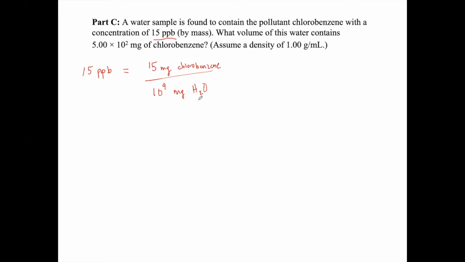Now that we know that, we see that this is really a conversion factor, right? We're going to approach this problem just like the last two. We're starting with a mass and we're being asked to find volume. So somewhere in there, we're going to have to use density as a conversion factor between mass and volume. But first, let's start with what we were given. We have 5 times 10 to the second milligrams of chlorobenzene.